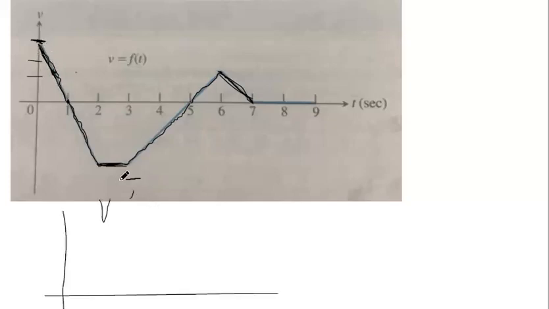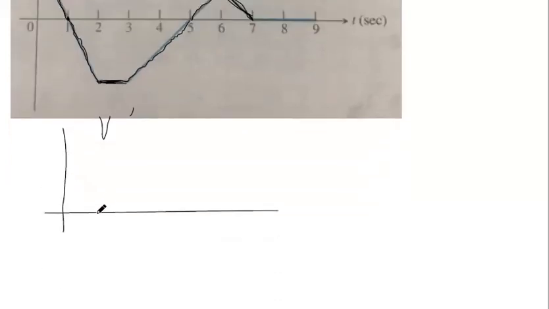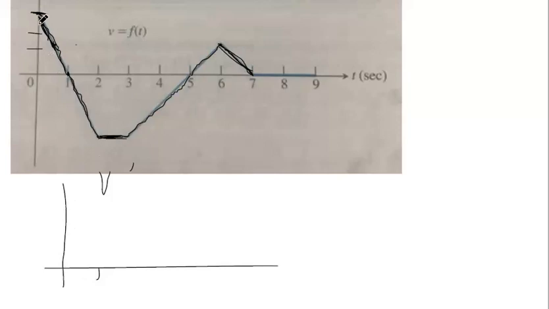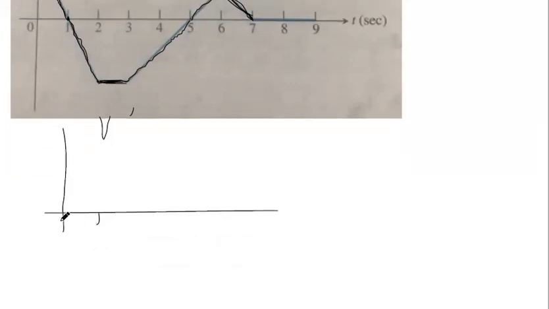The derivative of velocity is negative here because it's going down. So at x equals 1, it's a constant decrease, right? It's going down one to the right one, down one to the right one, or something similar to that. So we don't know exactly what the derivative is, but we know it's constant. It's going down.